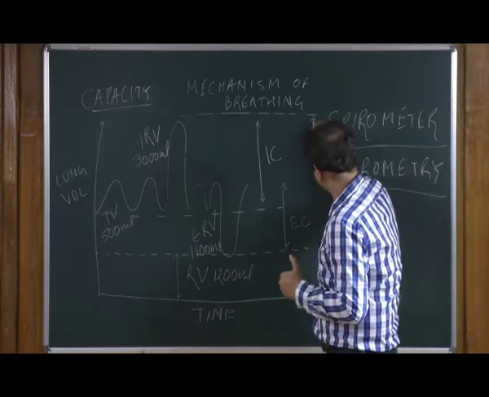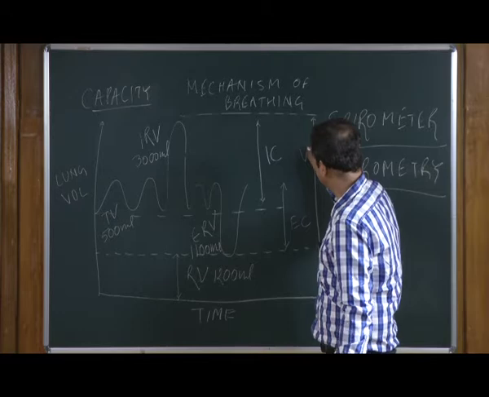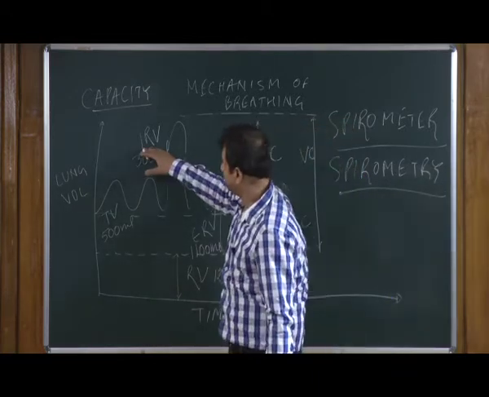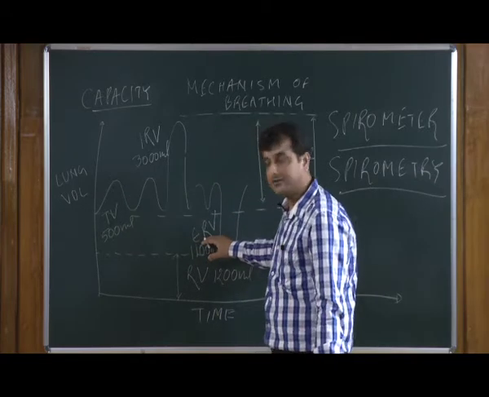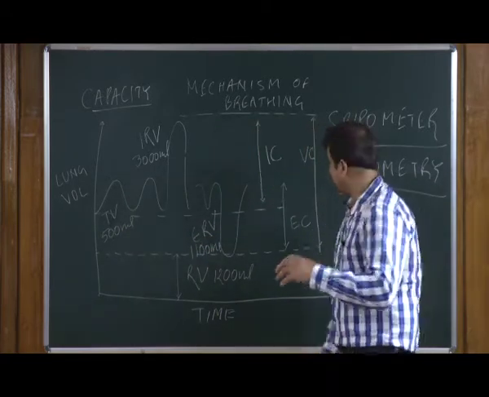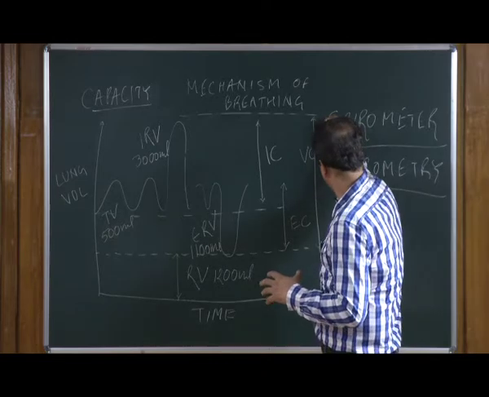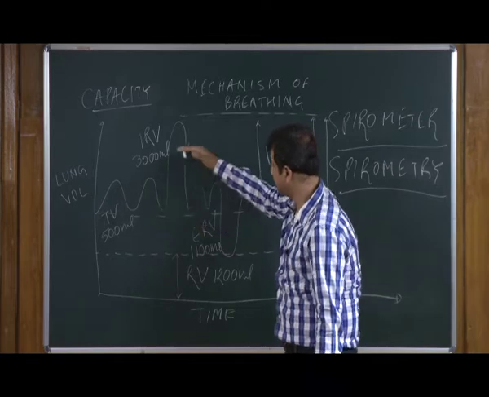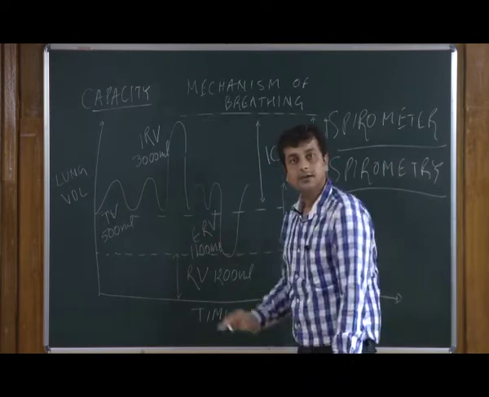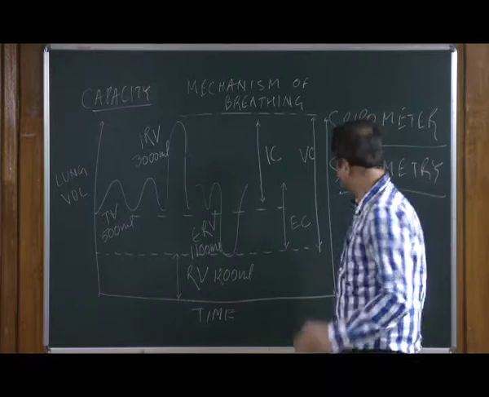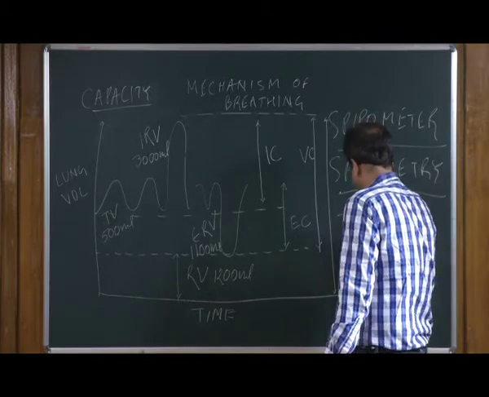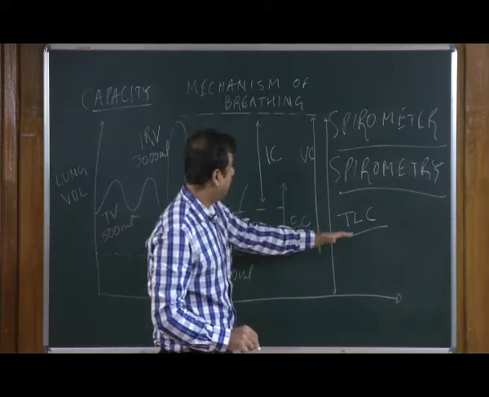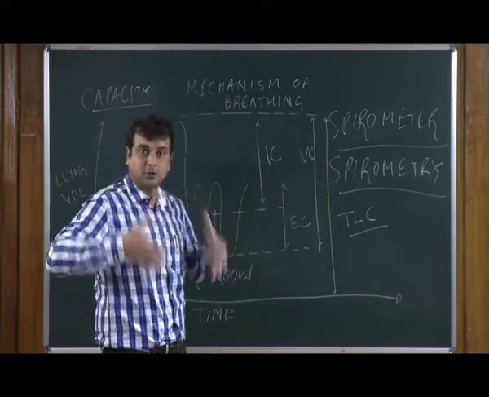When we combine all three, we can call it vital capacity. So, this is vital capacity, which will have inspiratory reserve volume, tidal volume and expiratory reserve volume. If we combine all four, tidal volume, inspiratory reserve volume, expiratory reserve volume and residual volume, we can call this total lung capacity, TLC. So, these are all capacities. Total lung capacity is the capacity of the total lung area.